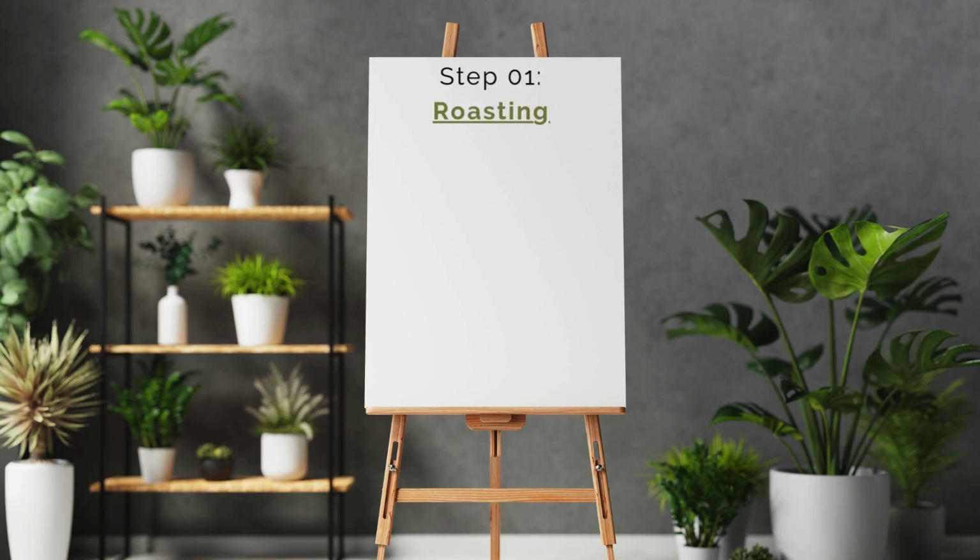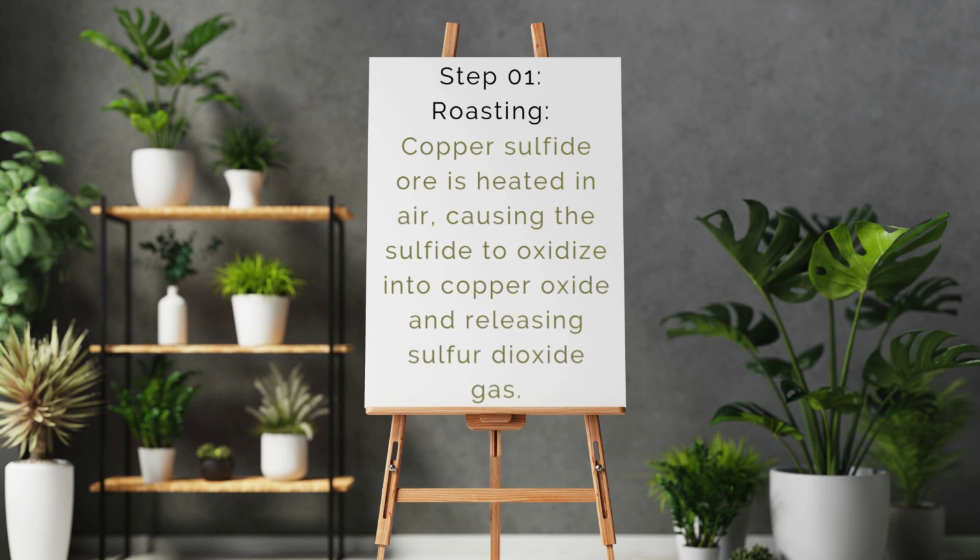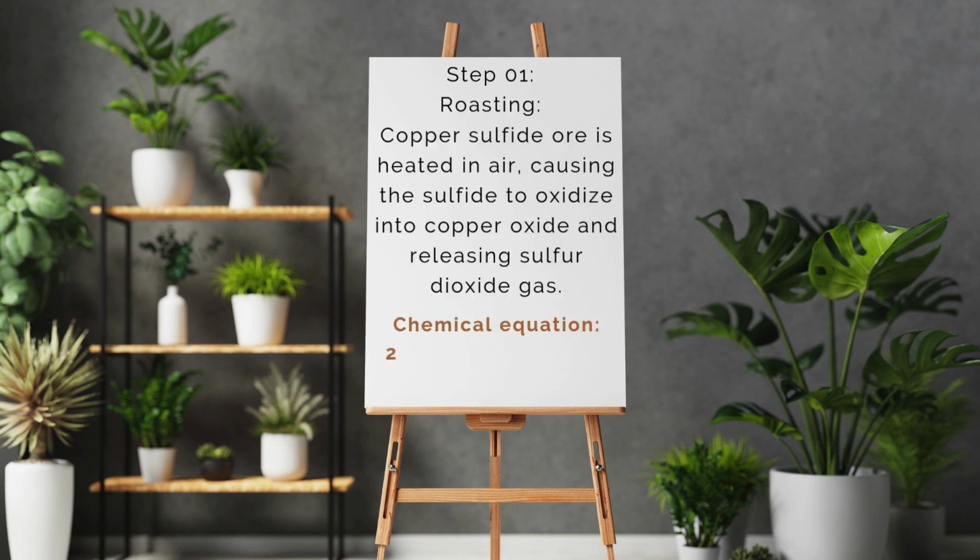Step 1 would be roasting, in which copper sulphide ore is heated in air, causing the sulphide to oxidize into copper oxide and releasing sulfur dioxide gas. The chemical equation for the same would be 2CuS + 3O2 gives 2CuO + 2SO2.